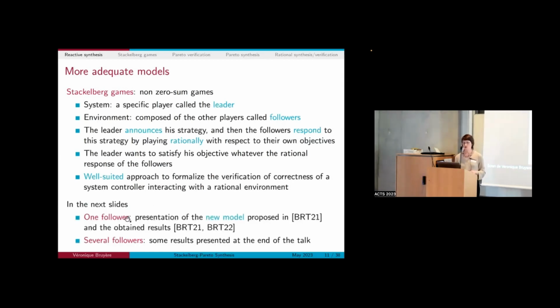And in my talk, I will follow one approach in detail, which is the one where we have one follower. And I will present new results that I obtained with Jean-François here in the room and a PhD student. And later in my talk, I will also present another approach where we have several followers, and it was proposed by, for instance, Orna Kupferman.